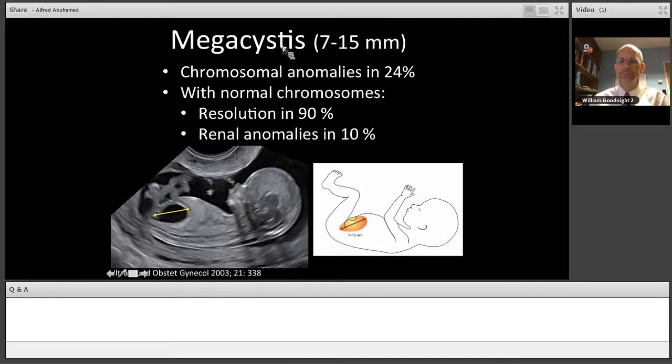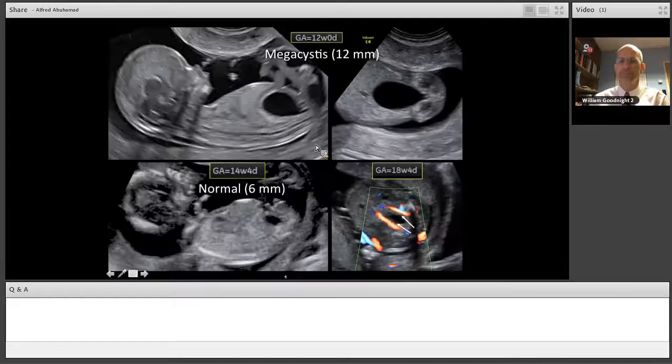So if the measurement is between 7 and 15 millimeters, this is called megacystis, just an enlarged bladder. There's a high association with chromosomal anomalies in about 24%. If the chromosomes are normal, however, this is a fairly reassuring finding. Resolution is noted in about 90% and only 10% have renal anomalies. And this is a patient that shows you at 12 weeks, with a 12 millimeter sagittal view of the bladder. On follow-up ultrasound, as you see, the bladder is normal thereafter. Even there's a hint of what looks like a keyhole appearance even here.